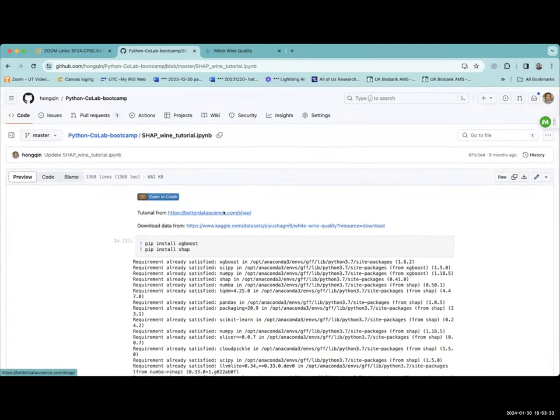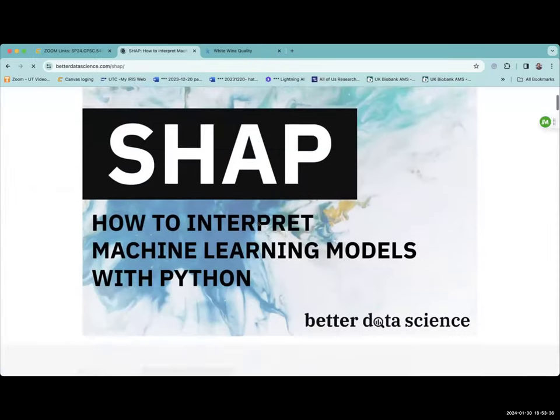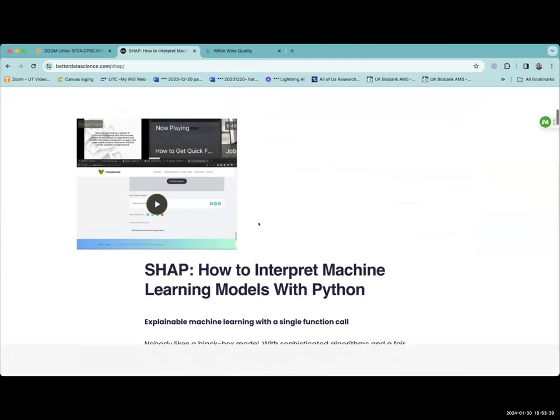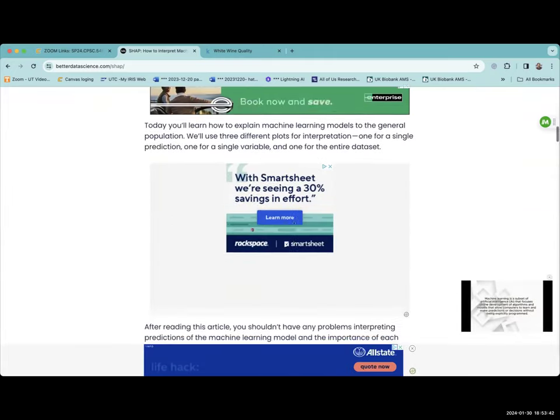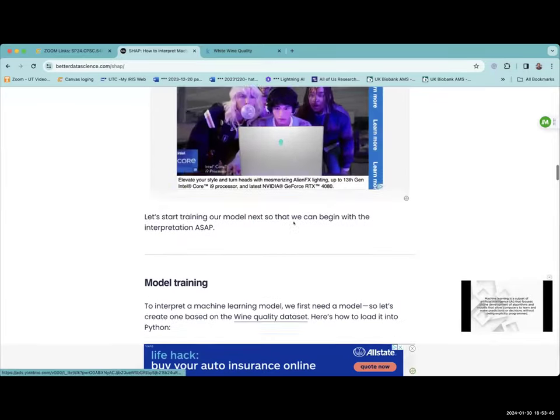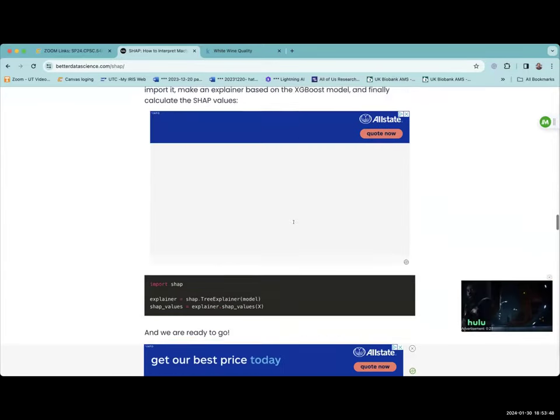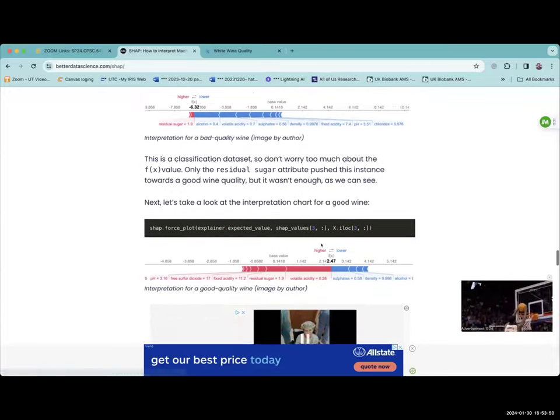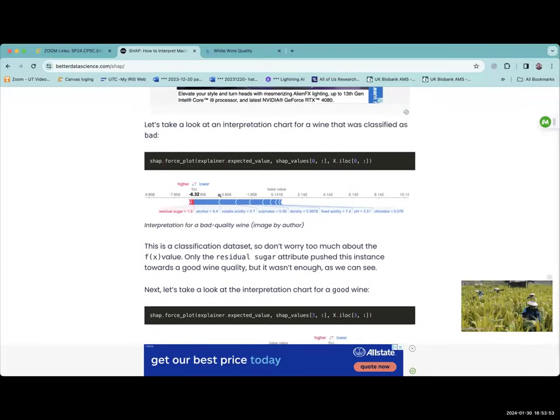The good thing is I did leave a link to the original tutorial. They even have a video on how to interpret it, so maybe some of you can look at it. This is a very good tutorial. This is the one I missed; there's a JavaScript I didn't run on my part. But this is what you're supposed to see. The blue ones are associated with that label, and the red ones, with the minus, negatively influence that label.